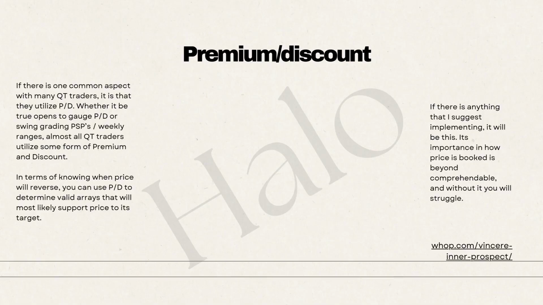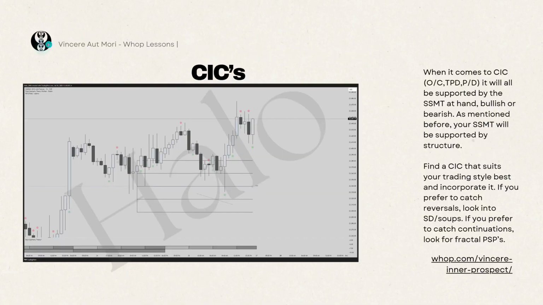If there's one common aspect with pretty much every QT trader that I know, it is that they utilize premium and discount. Now, it might not be the premium discount that you know, which is just swing high, swing low, right? Whether it be with true opens to gauge premium discount, swing grading PSPs, weekly ranges, almost all QT traders utilize some form of premium and discount. And I'm going to go over that in this video, which was also in this slide right here, right?